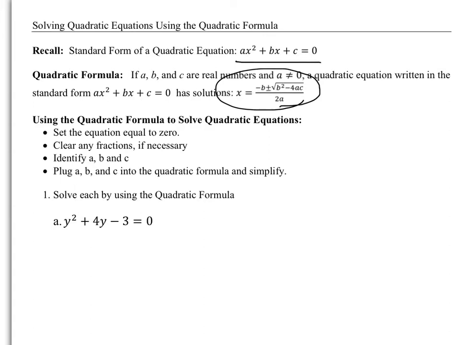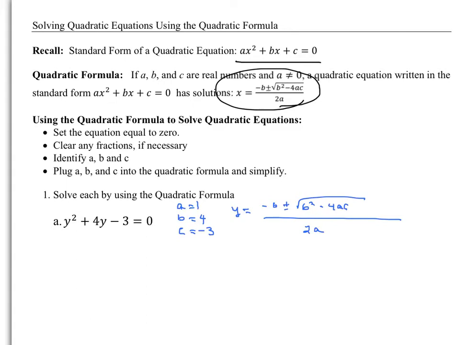So here is the first one. We're going to use the quadratic formula. Is it set equal to 0? Yes. Are there fractions in the problem we have to clear? No. We're going to identify a, b, and c. A is equal to 1, b is equal to 4, c is equal to negative 3. And then we're going to plug into the formula. Now this one is y is equal to, just a different variable name, negative b plus or minus the square root of b squared minus 4ac all over 2a. Good?